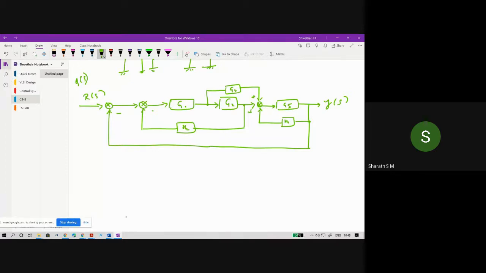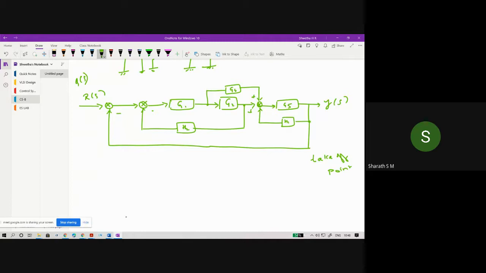The first step is we can split this summation point, as well as move this. Look at it, G2 and G4 are in parallel. To make this a parallel connection, in between that we have an intermediate point, which we call a takeoff point, so that we need to shift either towards the left side or the right side.